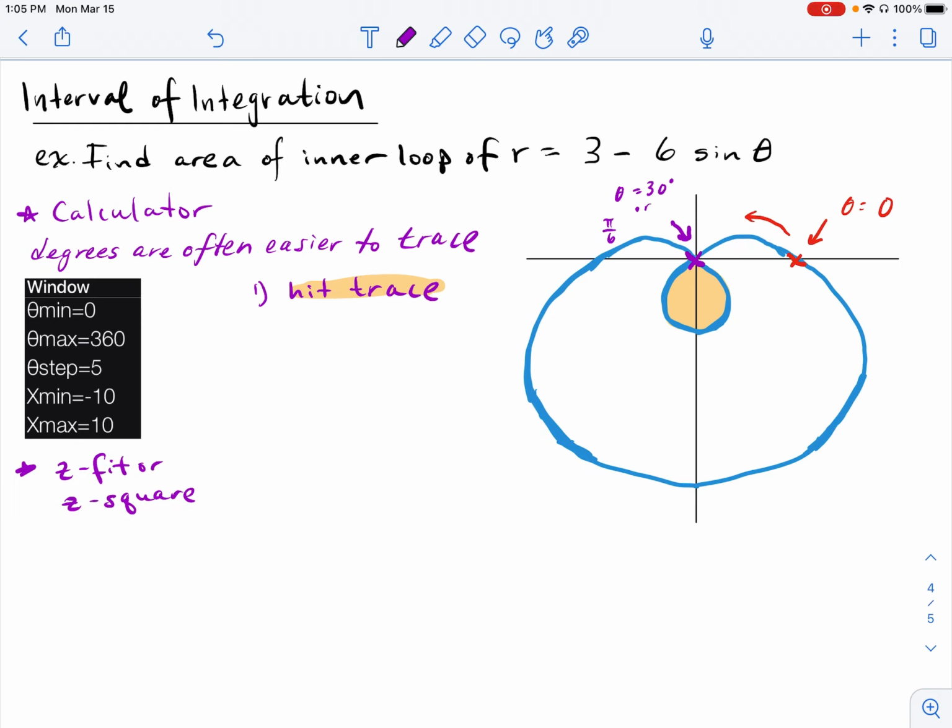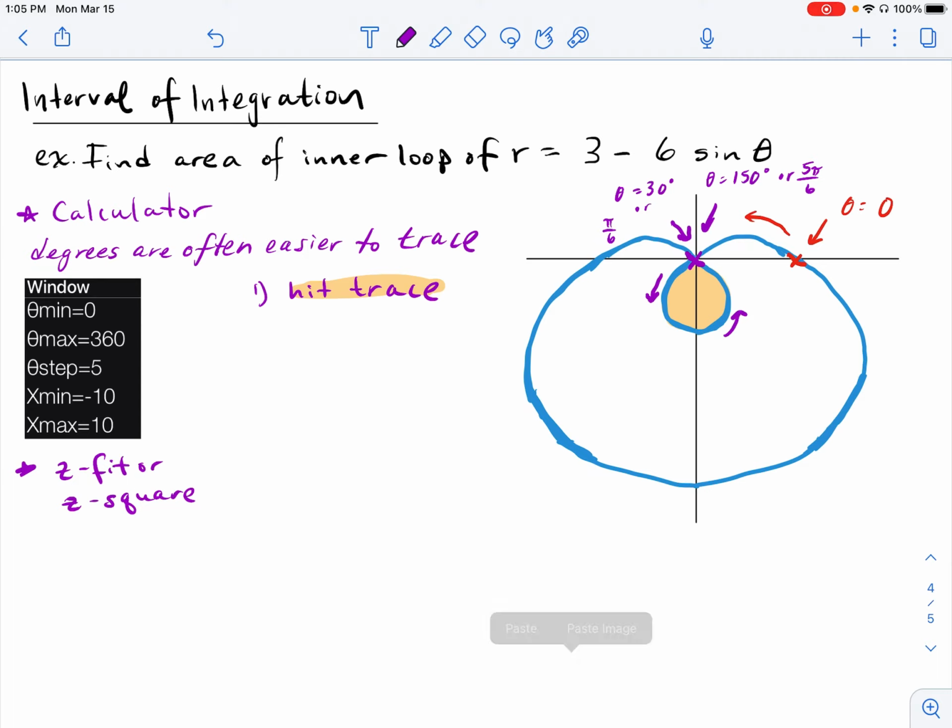So what's going to happen, again, if you continue to hit the right arrow key on your calculator, this cursor is now going to start to move counterclockwise around this loop, and it's going to come all the way back around. And once it loops all the way back around and closes this inner loop, that is going to close at theta equal to, and hopefully you get 150 degrees, or 5 pi over 6. So this trace feature allows us to find our bounds of integration here.